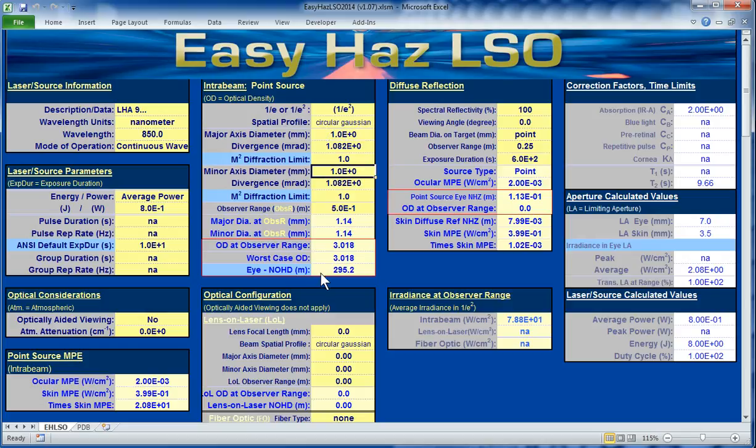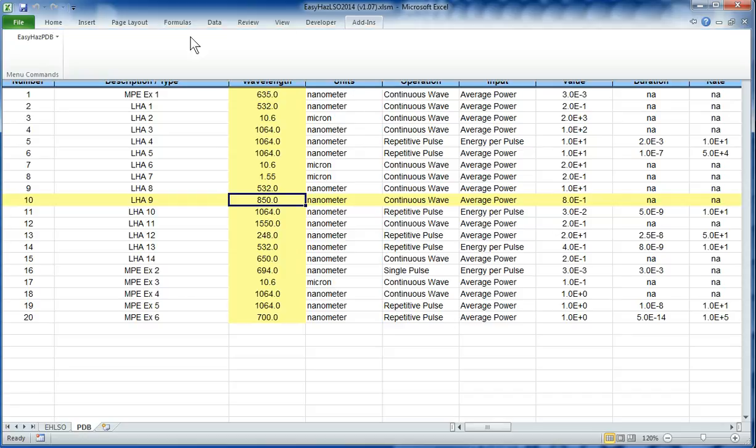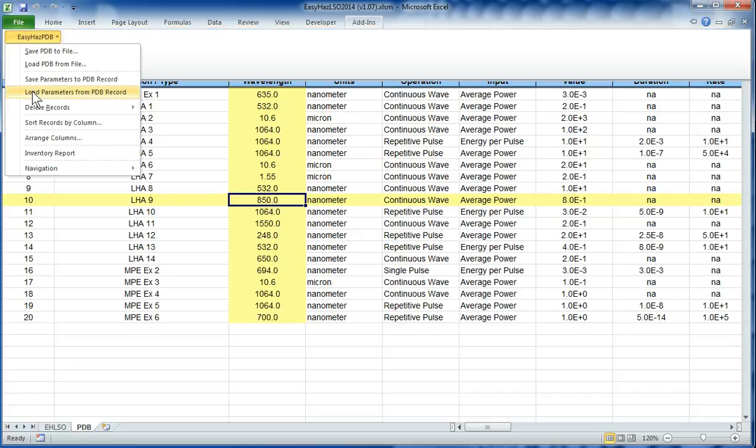And so it does change the problem. We'll notice that the eyewear doesn't change much because we're still pumping the same amount of power, getting 100% transmission through the limiting aperture, but the NOHD changes because the divergence changed from what our previous data had. So what I'm going to do is go back here. I'm going to reload this hazard record.